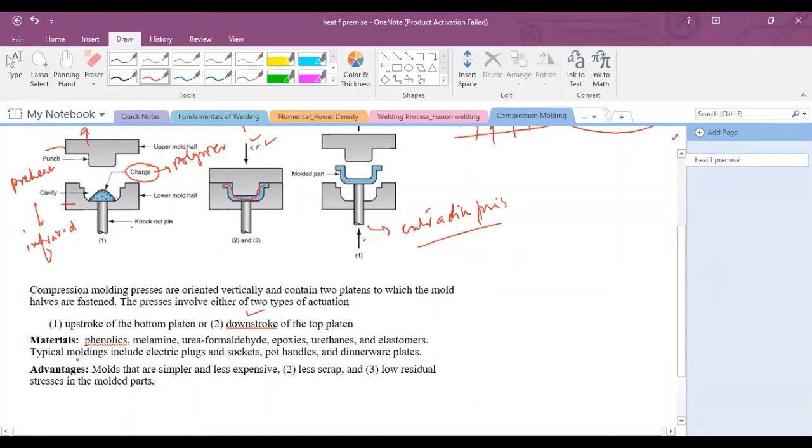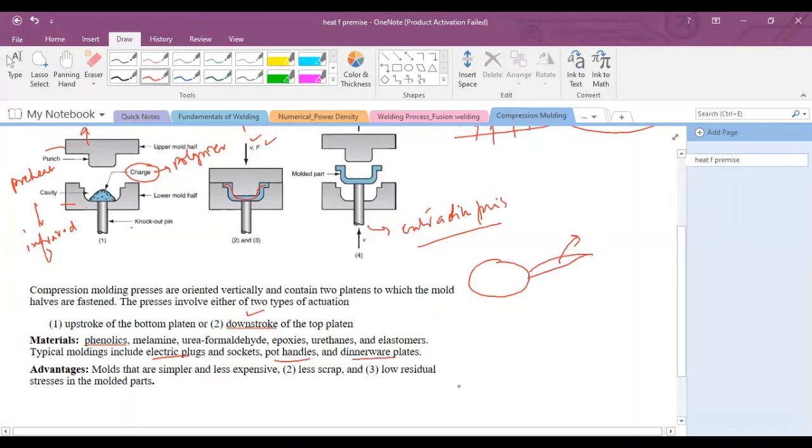Typical molding types, like we can produce electric boards, electric plugs, as I have already told you. In fact, automobile air filters are normally produced with the help of compression molding. Pot handles, for example, if you have a fry pan and it has a handle, this handle will have less heat conductivity because thermosettings have a high melting point. So pot handles are normally produced with the help of compression molding.